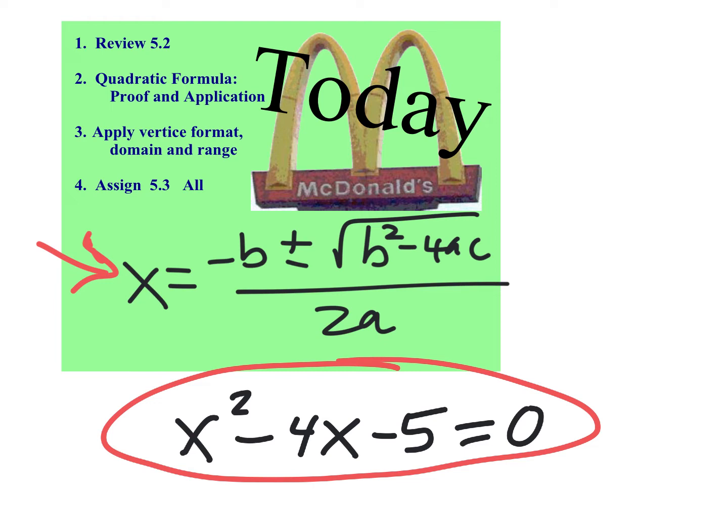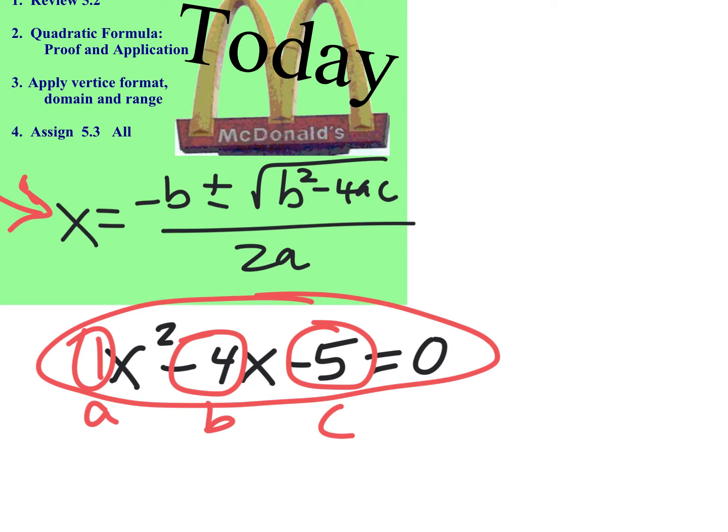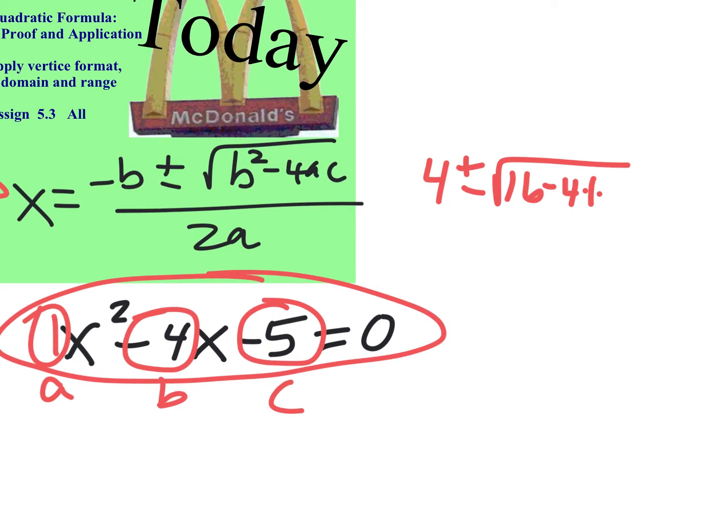Okay, so I'm hoping you knew that this was a 1 right there, and then this was a negative 4, and this was a negative 5. And those are A, B, and C. And so when you put them in, you would have had negative of negative 4 makes 4, plus or minus the square root of b squared, which is 16, minus 4 times A, which is 1, times C, which is negative 5, all over 2A, which is 2 times 1, which is 2.